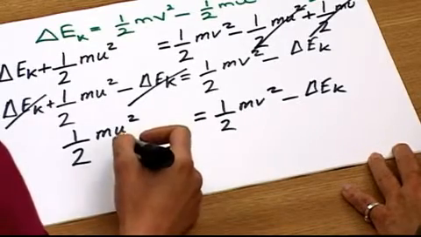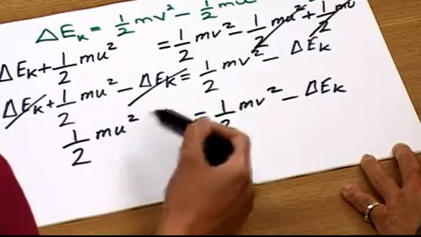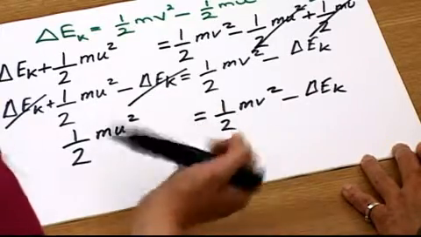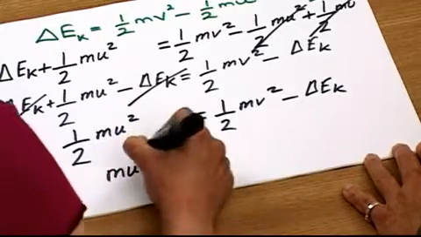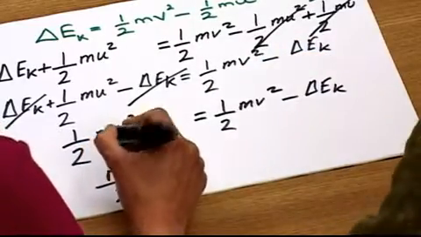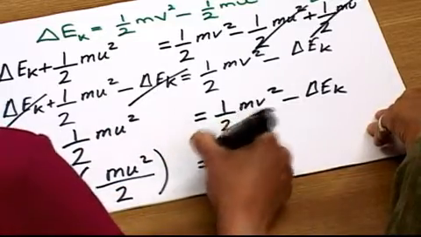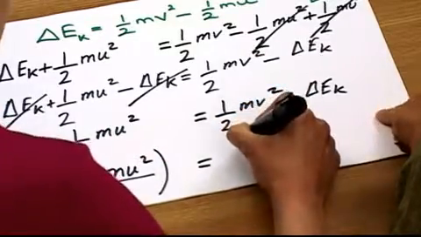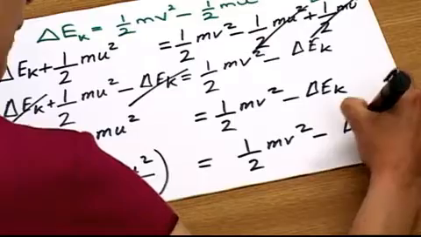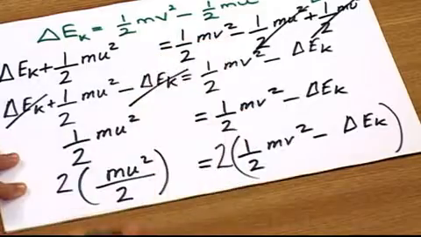Well, half mu squared is the same as mu squared over 2. So if I multiplied both sides by 2... So I'll just write this out. If I've got mu squared over 2, that's exactly equivalent to that. So if I multiply that by 2, then I have to multiply the whole of this side by 2. That's everything. Very good.